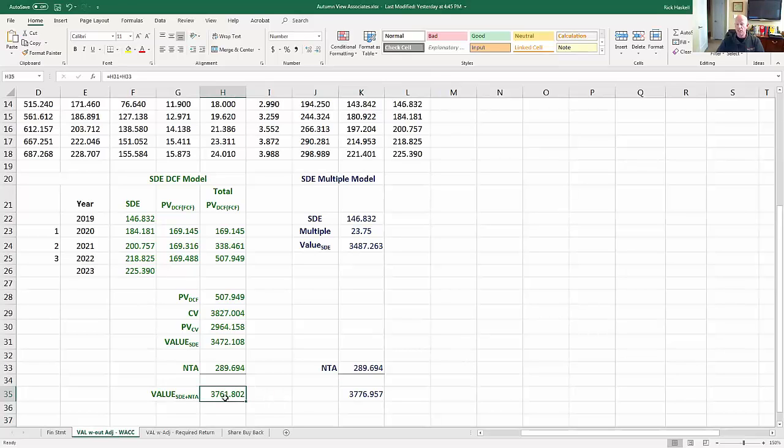Using the SDE discounted cash flow with a net tangible asset rider, we've got 3,761,800. And when we use the multiples base plus the net tangible asset rider, we've got 3,776,96. So insignificantly different, and they may set up a range of acceptable values for us.